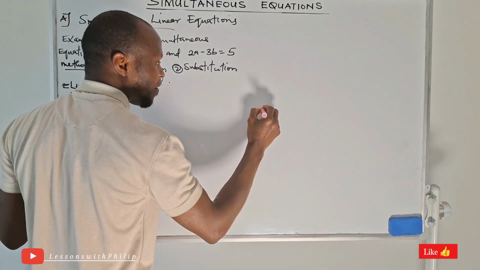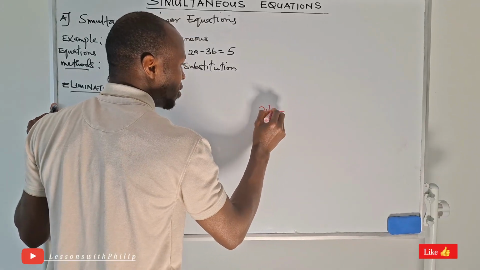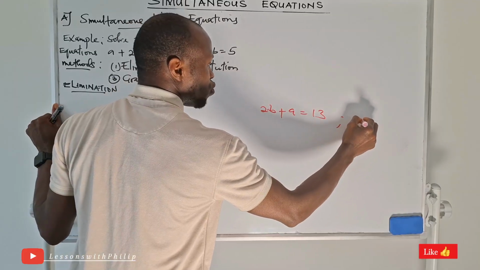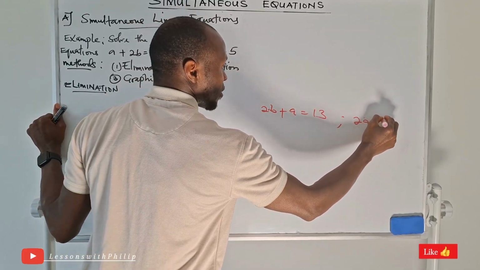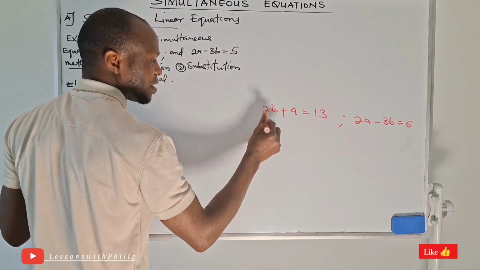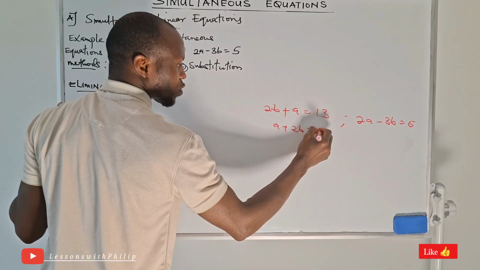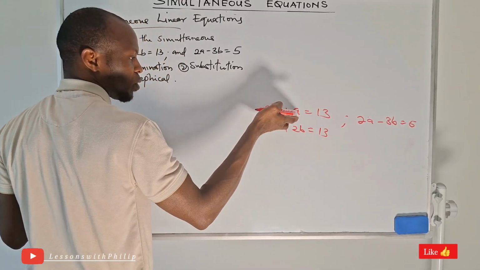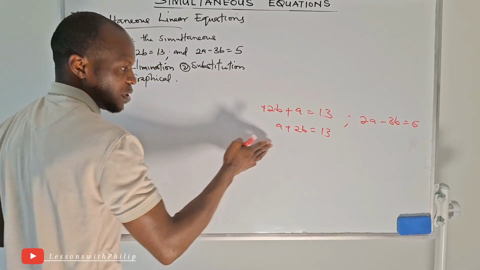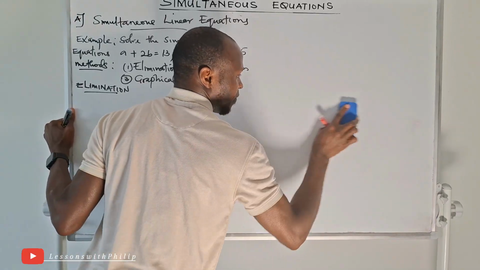Okay. For example, let's say we have 2B plus A equals 13. And the second equation is 2A minus 3B equals 5. I can rearrange the first one as A coming first, because A is coming first here, plus 2B equals 13. I only rearranged. Because plus is here, it can come next. Okay, so that I have A, B. So that's the first thing you need to do.